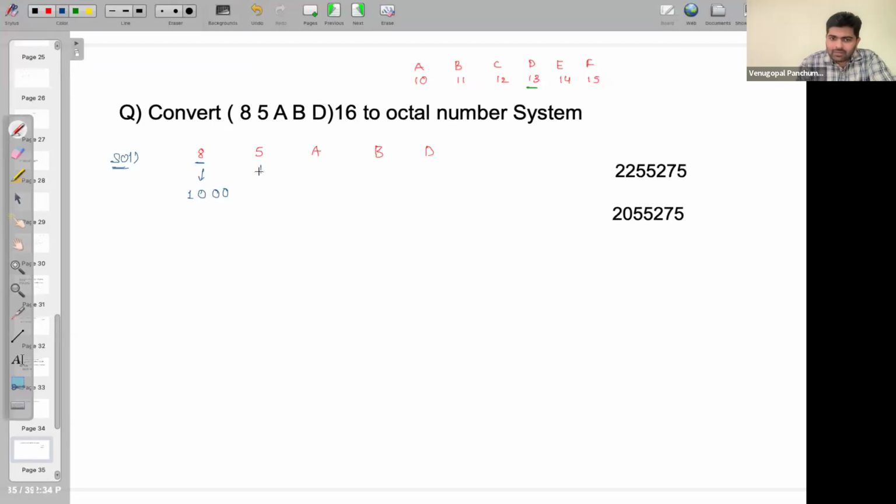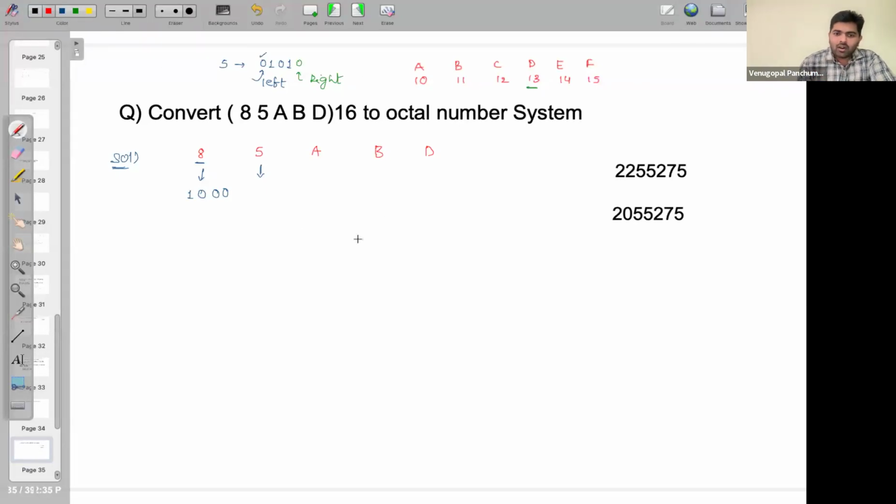Similarly, how will you represent 5 in hexadecimal using 4 bits? Normally 5 is 101, correct? But I want to represent it in 4 bits, so you need to add 0 to the left. Why do you need to add 0 to the left? Because 4 bits are required to represent that number, so hence you need to add a 0 on the left. Can't I add 0 on the right side? If I add 0 to the right side, is there any problem? Tell me, friends. Yes, of course there is a problem.